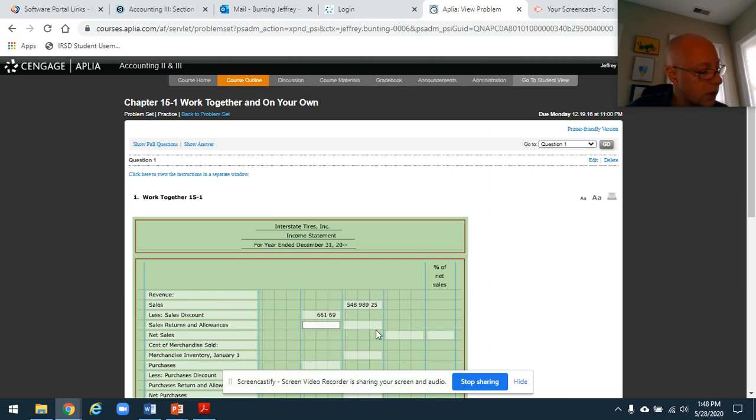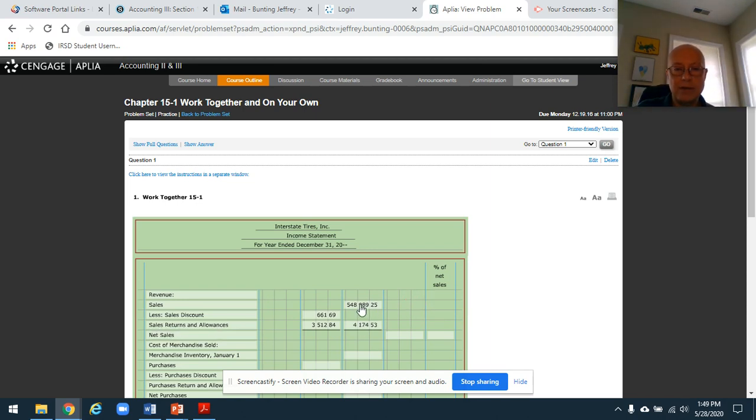Then we got our sales returns and allowances. So it looks like 3,512.84. Now remember what we're doing here. We got a line here, and what we're going to do is we're going to add this plus this, and we're going to plug in that number here. So 4,174.53 is our sum. Okay, got another line here.